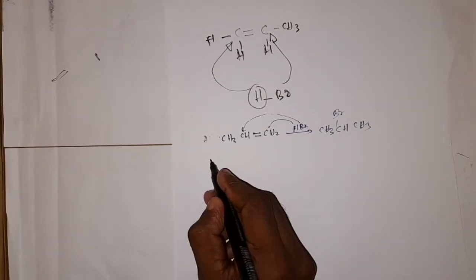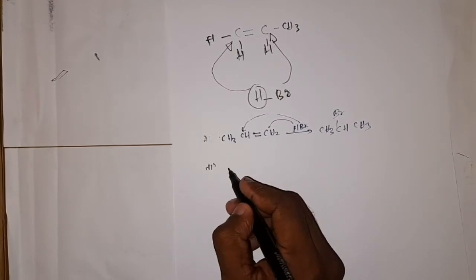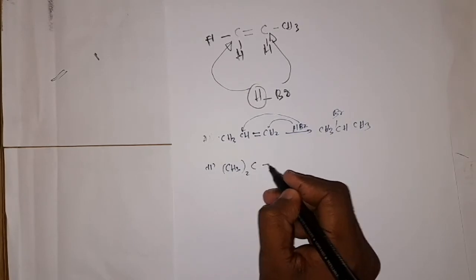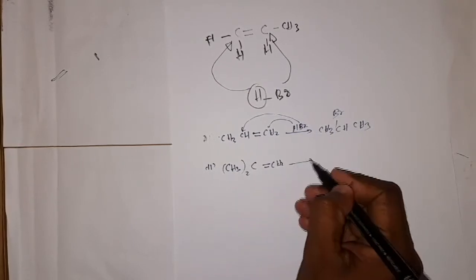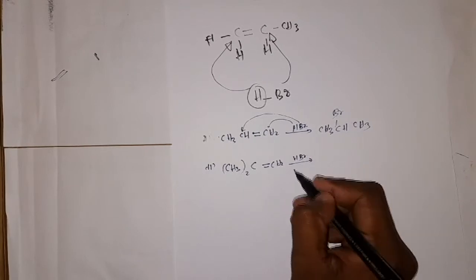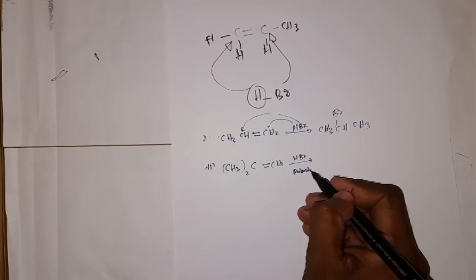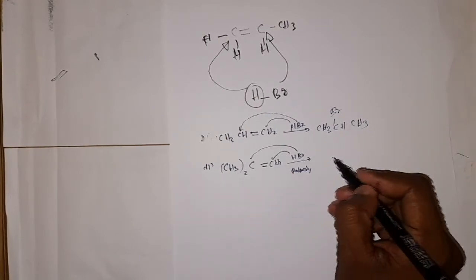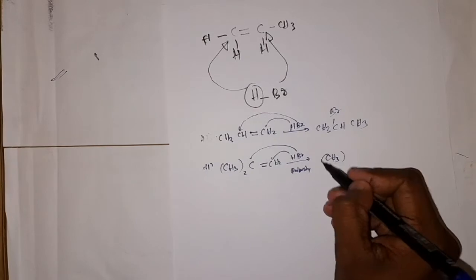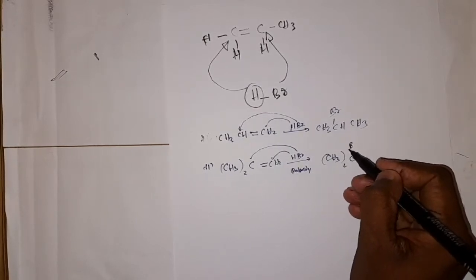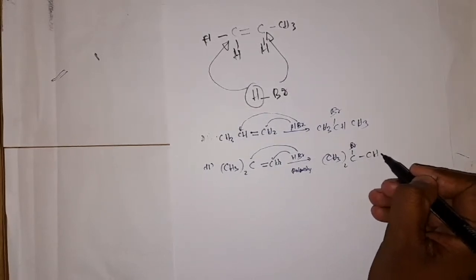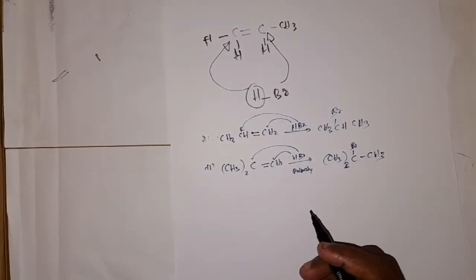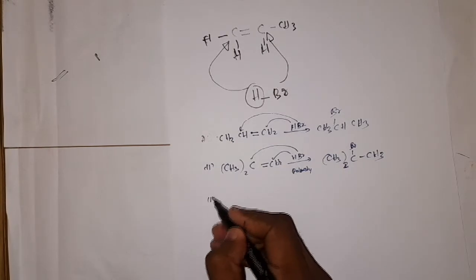And the next example, let's consider this one: (CH3)2C double bond CH2, then HBr under polar compound polarity. Hydrogen will join here and Br will join here, and the final result is (CH3)2C Br CH3. So when you do the conversion, you have to follow this type of example.